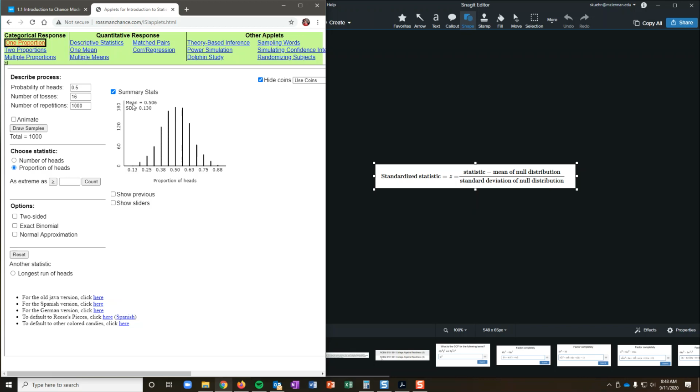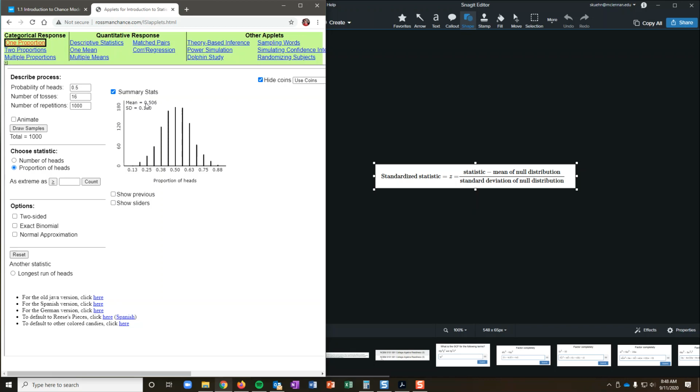But notice that of these summary statistics here, of these repetitions that we simulated, the mean is roughly close to the mean of our null, which is 0.506. But we also see a standard deviation, and this is the number that we're actually interested in. We're not really talking about it until probably later on in the course, but the standard deviation that we're going to be using in our formula is actually going to come from this simulated standard deviation here.